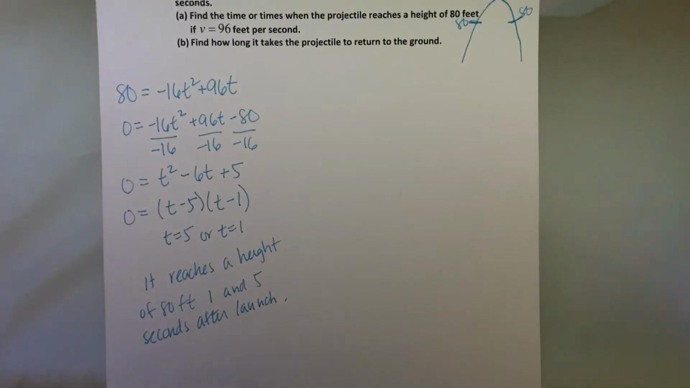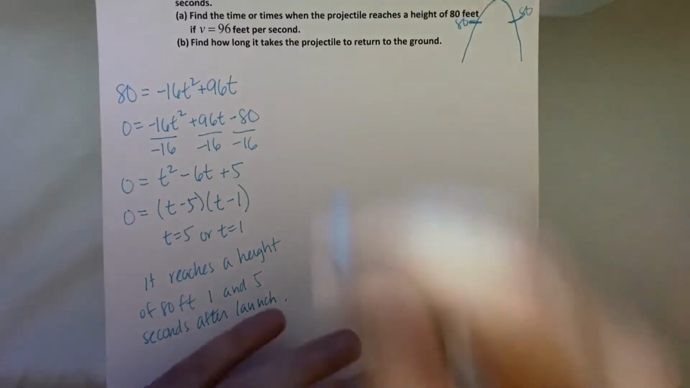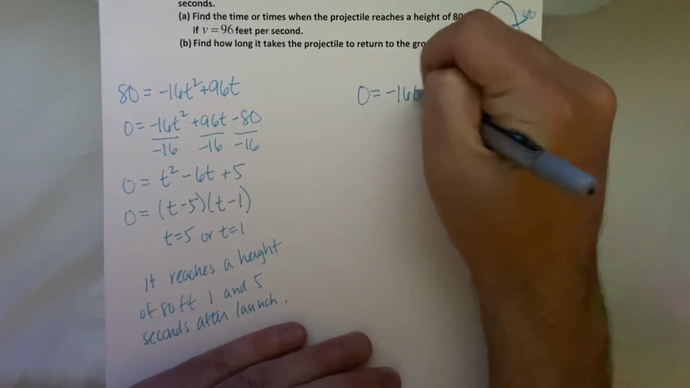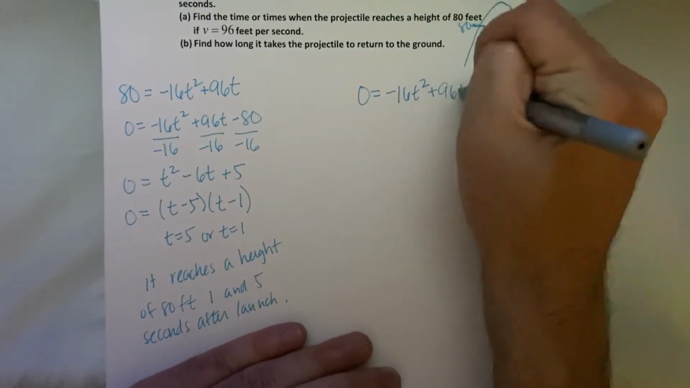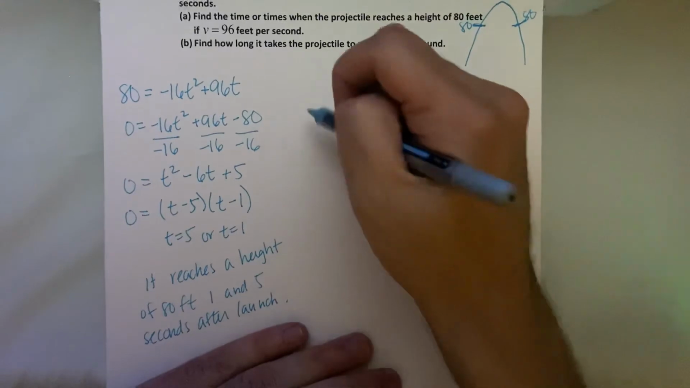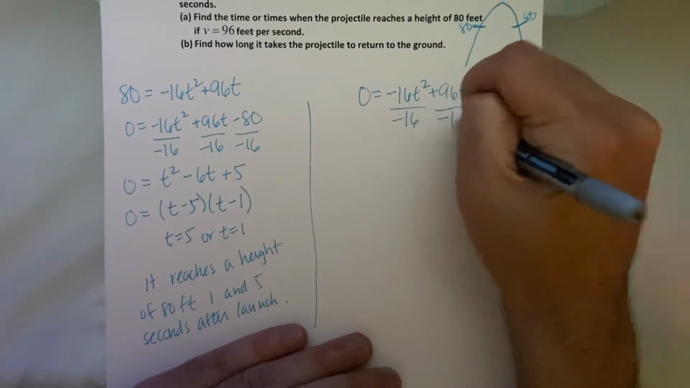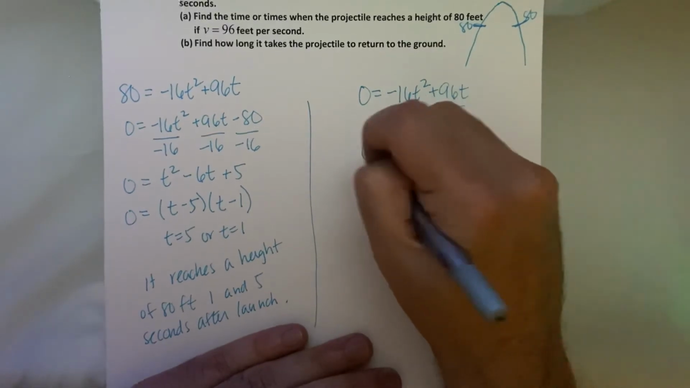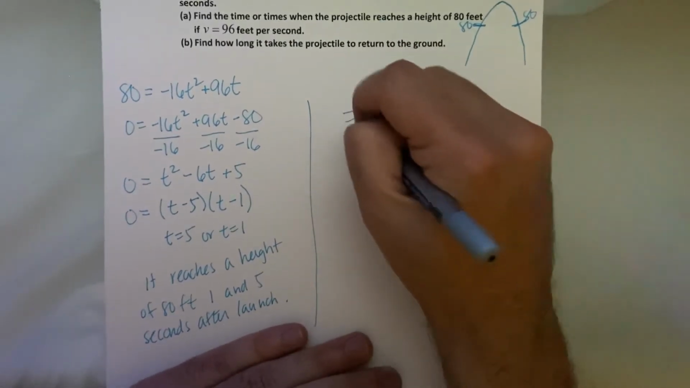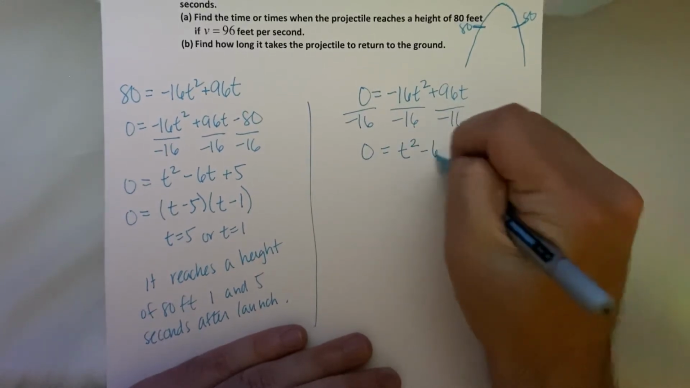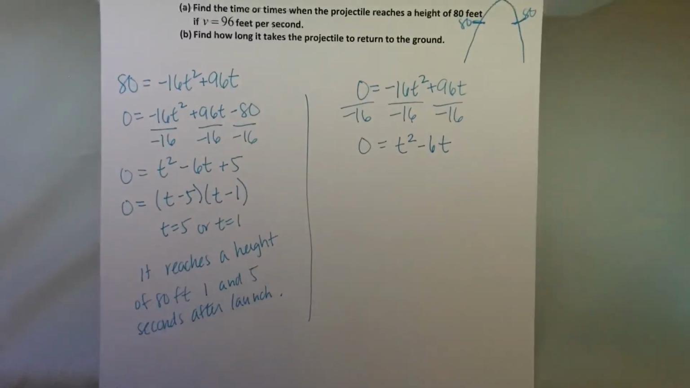Find how long it takes the projectile to return to the ground. Well, the ground should have a height of 0. So 0 equals negative 16t squared plus 96t. There's nothing to move in this case, but I can still divide by negative 16. So we get 0 equals t squared minus 6t. Now this doesn't have a traditional factoring method because there's not a third term.